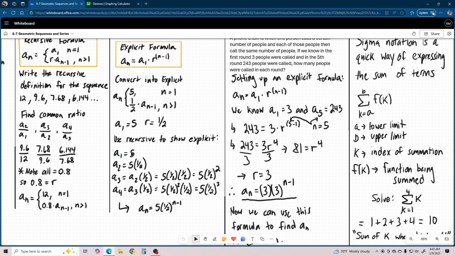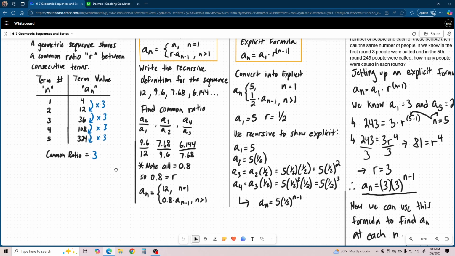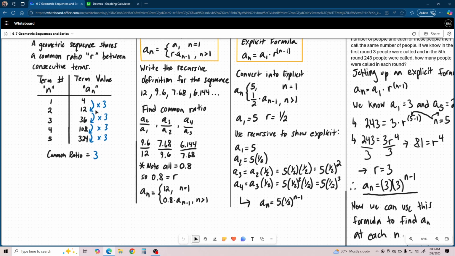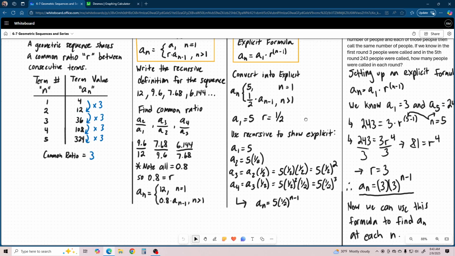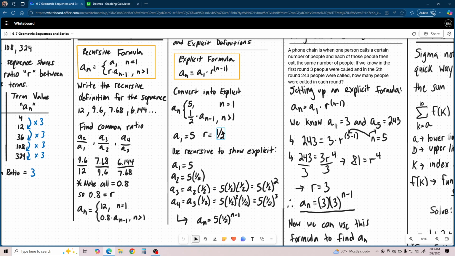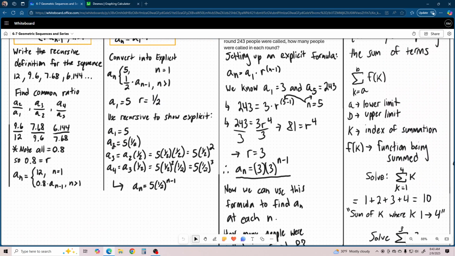We talked about that. Now, a sub 2. Remember, what we're doing is taking our initial number and multiplying it by the common ratio, right? That's all we're doing. So here we know that we have 5. So 5 times 1/2 will give us our second term. So that's what this is. A sub 2 equals 5 times 1/2.